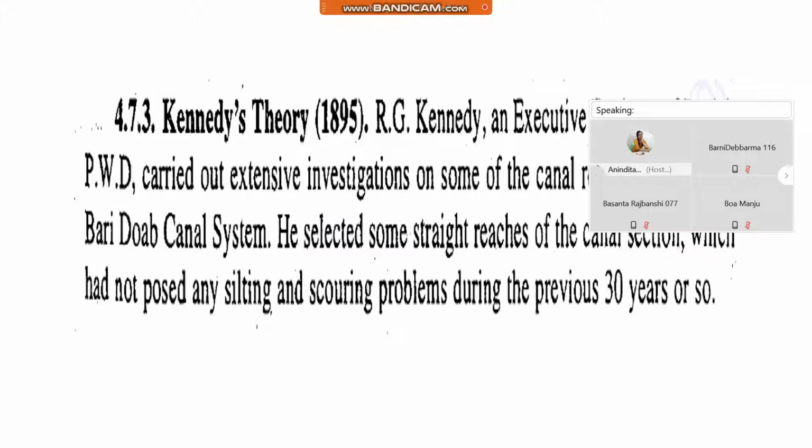R.G. Kennedy, an executive engineer of Punjab PWD, carried out extensive investigations on some of the canal reaches in the Upper Bari Doab Canal system. He selected some straight reaches of the canal section which had not posed any silting and scouring problems during the previous 30 years or so.